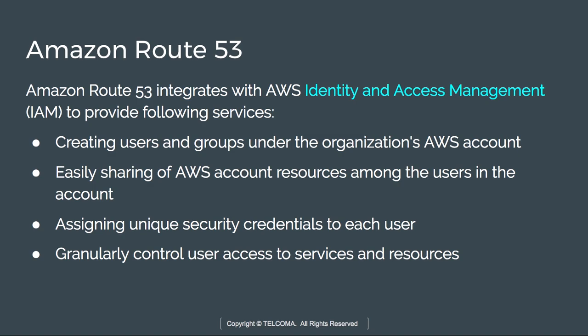Amazon Route 53 integrates with IAM, which is Identity and Access Management, and it provides services like creating users and groups under an AWS account. We can easily share resources among users in the account. We can assign unique security credentials and have granular control over access to services. For example, a user can use IAM with Route 53 to control which users in the AWS account can create a new hosted zone or change record sets.